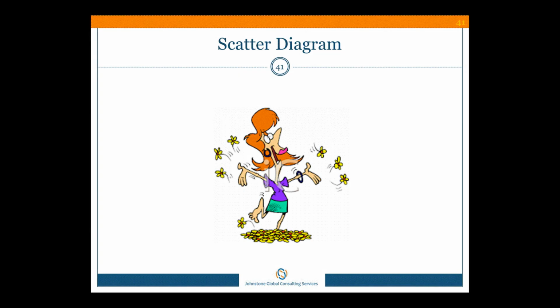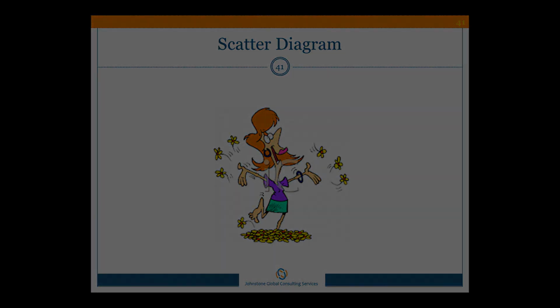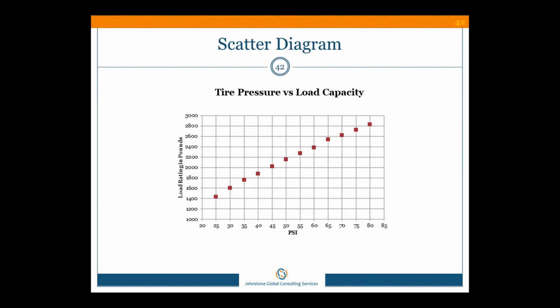Now let's take a look at scatter diagrams. Scatter diagrams are used to show the correlation between one variable and another. We usually plot the characteristic of interest on the vertical axis and a process input on the horizontal axis, or y is a function of x.